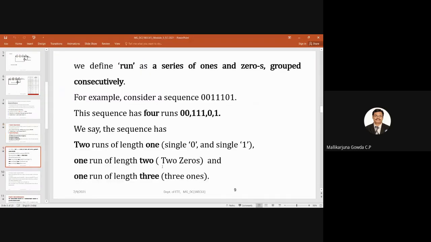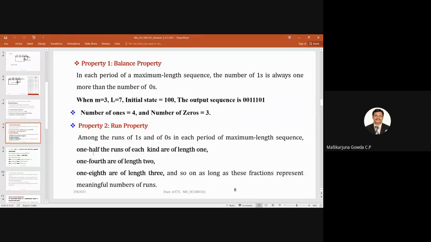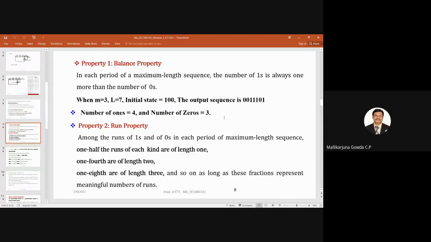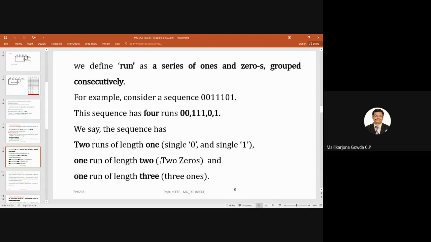Just check that for that sequence. I think in this it is holding good now. So 2 runs are having a length of 1. Means with respect to this statement, one half the runs of each kind are having a length of 1. Out of 4 runs, 2 runs are having a length of 1. Then what is the next statement? 1/4 are having a length of 2. 1/4 of 4 is 1 only, right? One run is having a length of 2.